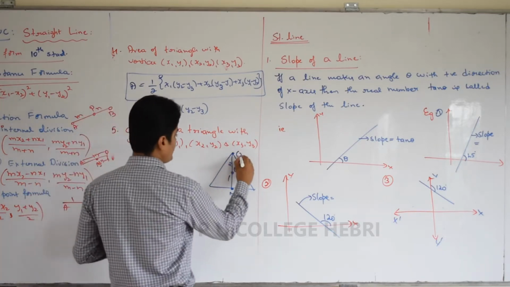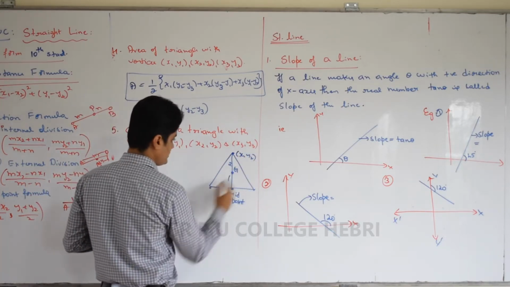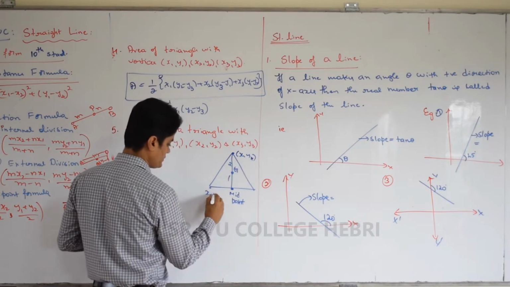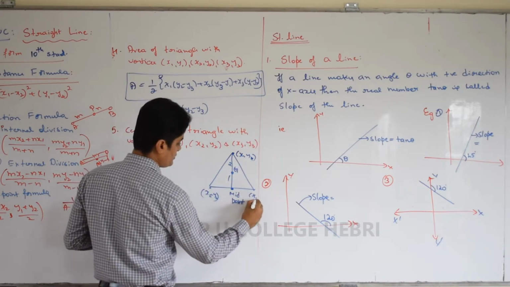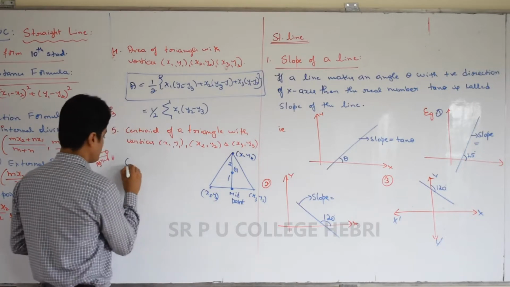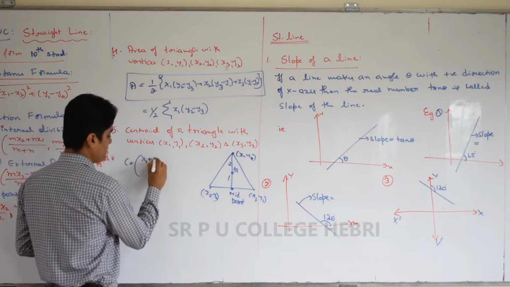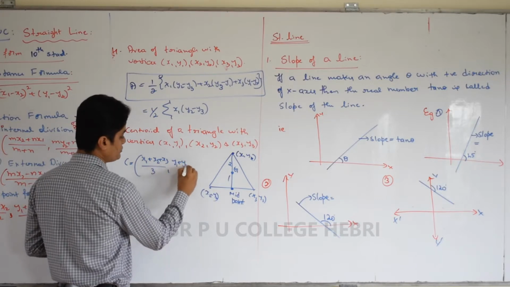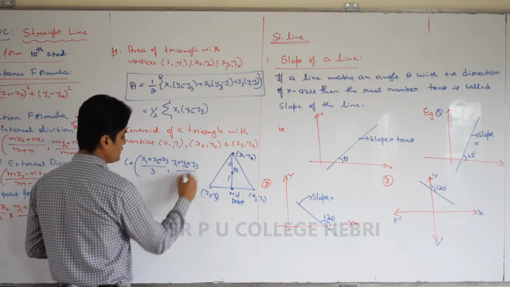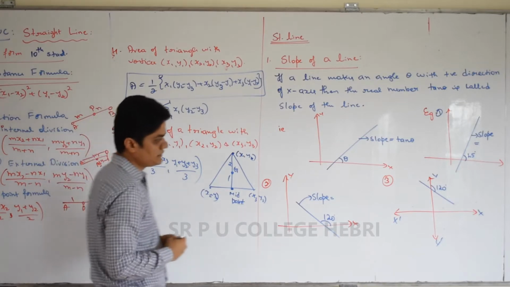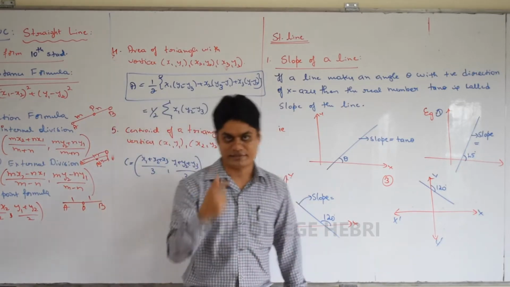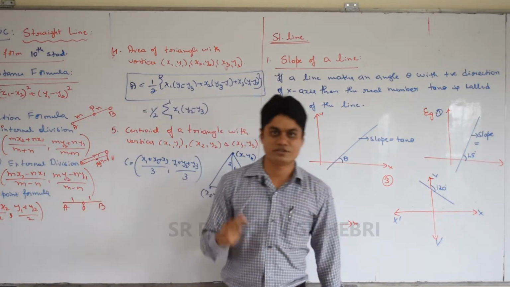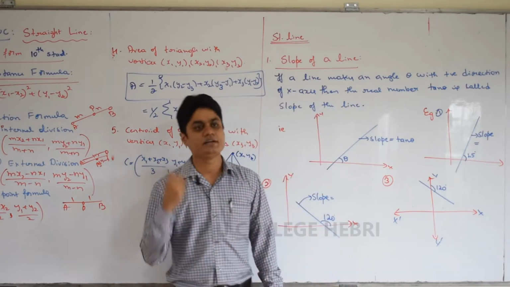Suppose these coordinates are x1 y1, this is x2 y2 and x3 y3. Then the centroid of the triangle is (x1 plus x2 plus x3 by 3, y1 plus y2 plus y3 by 3). So these are the concepts you learn in 10th standard: distance formula, section formula for internal division, external division, midpoint formula, area of a triangle and centroid.